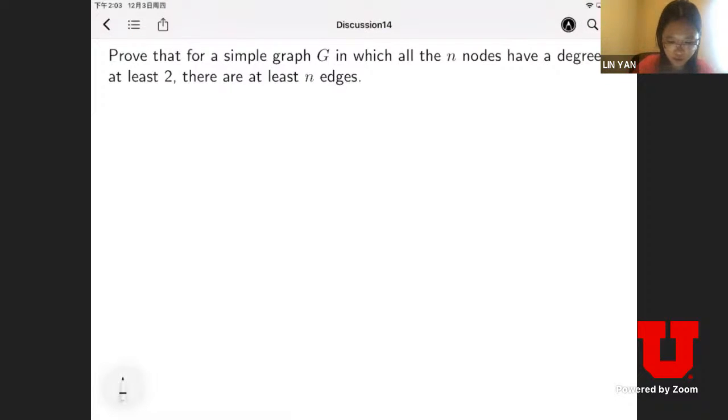Let's recall what a simple graph is. A simple graph is a graph with no loops and no parallel edges. Also, what is the degree of a node? The degree of a node is the number of times the node appears as the endpoint of an edge. So let's get started. We can use theorem 3 on page 513 of the textbook to prove this problem.